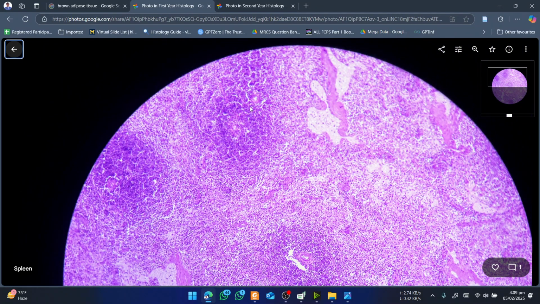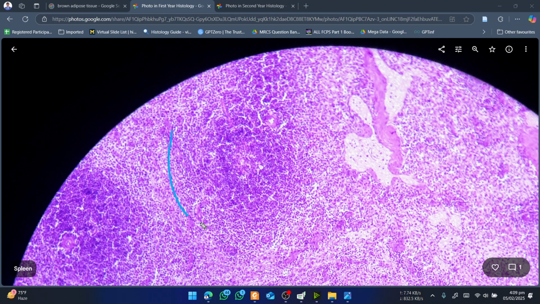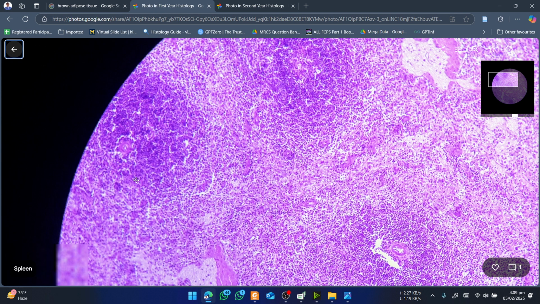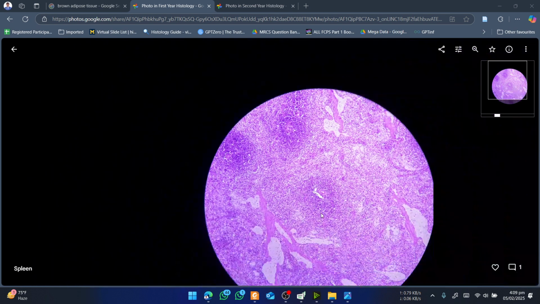I know it's not in the center, but it is there. So these are the ones that will help you. This is the central artery, and that will help you identify the particular. This is the central artery, like here, this is the central artery. So they usually are not present in the center, but they help you identify the spleen very easily.